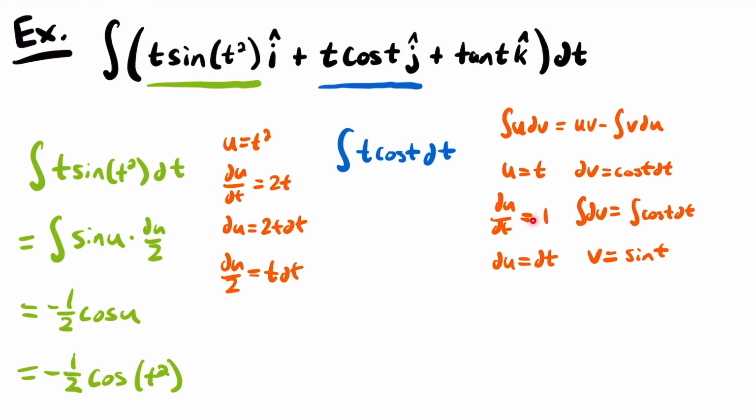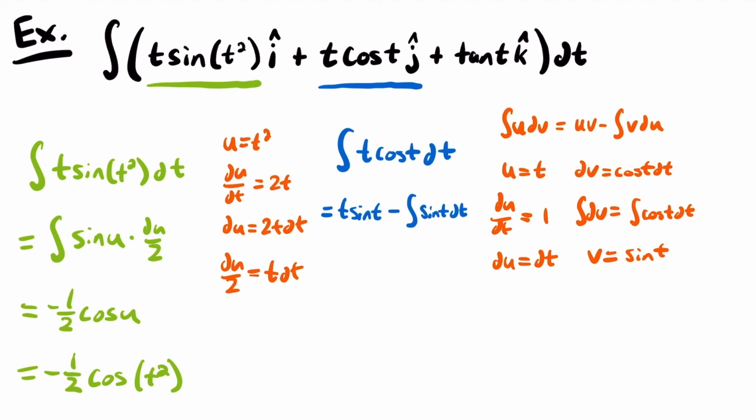And so now we have everything we need to rewrite this integral using the integration by parts formula that will then give us a simpler integral that we can actually solve. Okay, so this will be equal to u times v, so we have t times sine t, and then we're subtracting the integral of v du. V is sine t, du is dt, so we have the integral of sine t dt. And so hopefully you can agree that using this integration by parts formula made this integral easier to solve.